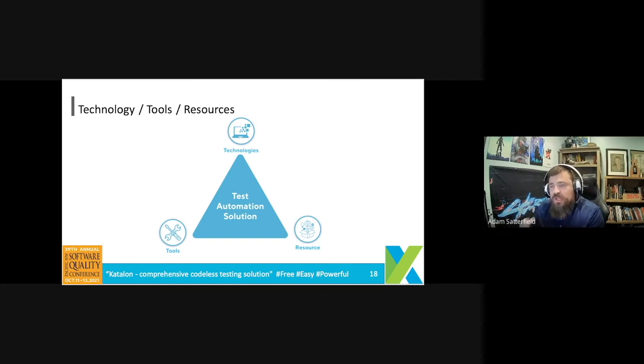So it's really important to kind of understand, what is your ecosystem? How are the people using it? What are the tools that might be required to implement that solution as well?